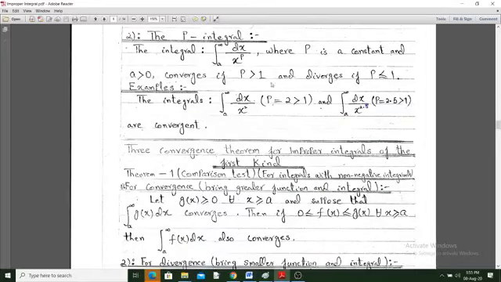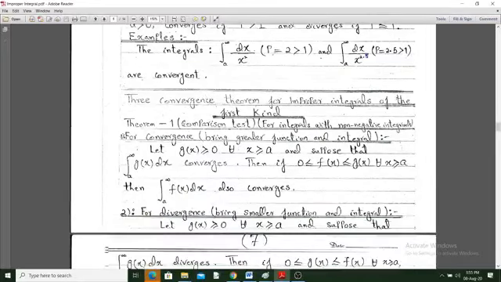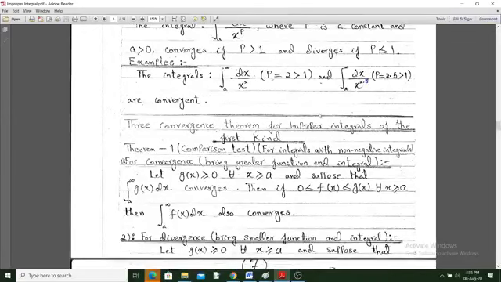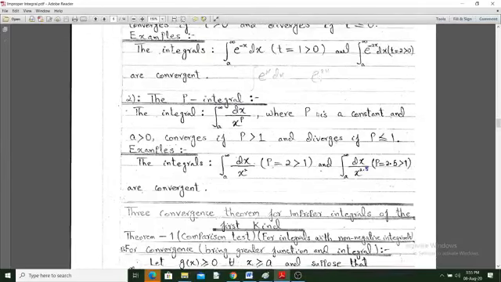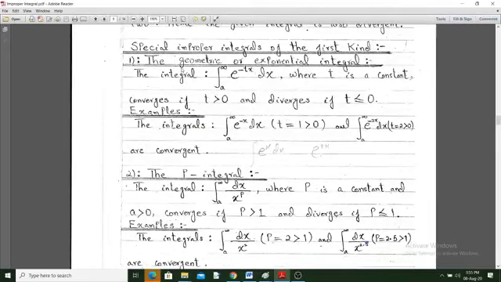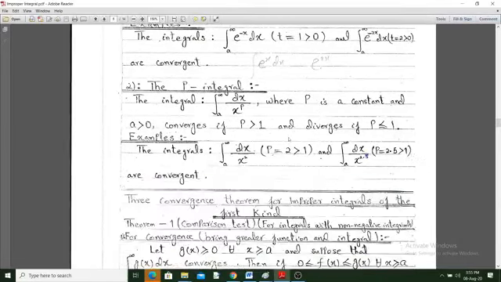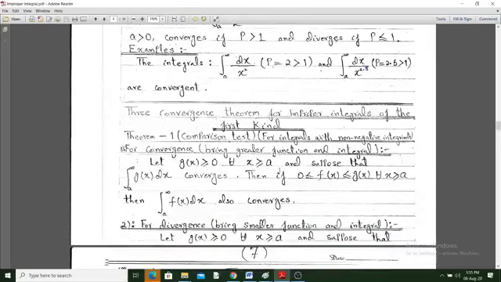The name of the first theorem is the comparison test. Remember, in comparison the first thing we require is some standard results. So these are two standard integrals which we can use to compare in this theorem.